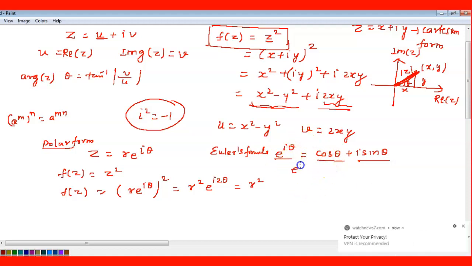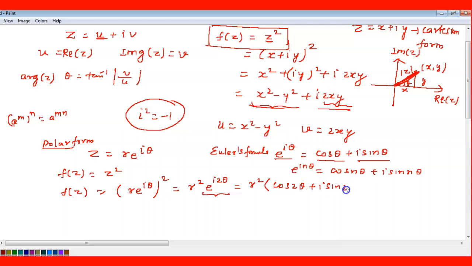Similarly, if e to the power of i n theta is given, we can write cos of n theta plus i sin of n theta. So in the place of e power i 2 theta we can write cos of 2 theta plus i sin 2 theta, right? If we multiply here, we will get r square cos of 2 theta plus i into r square times sin of 2 theta. The part without i is the real part, so u is equal to r square cos 2 theta, and the imaginary part v is equal to r square sin of 2 theta.